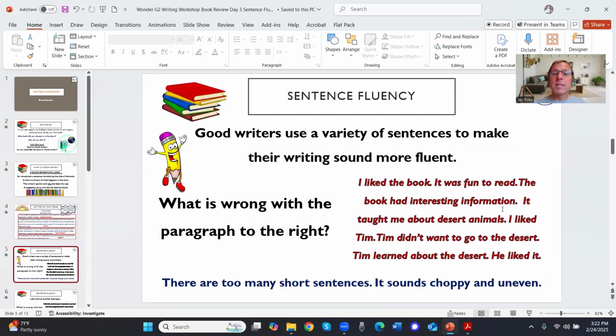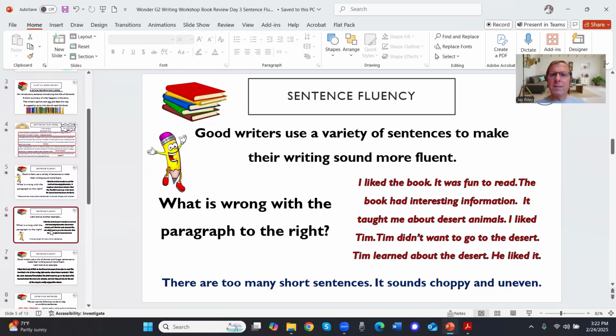And what I like to do is present this paragraph here on the right. And I want my students to identify what the problem is with this paragraph. I liked the book. It was fun to read. The book had interesting information. It taught me about desert animals. I liked Tim. Tim didn't want to go to the desert. Tim learned about the desert. He liked it. So it's really short. It's very choppy. The sentences are just bup, bup, bup, bup, bup, bup. So yeah, it's not exciting. It's too choppy, too boring to read.